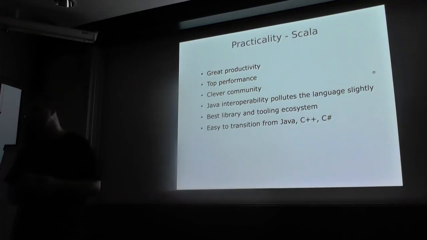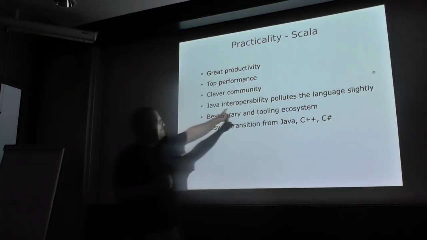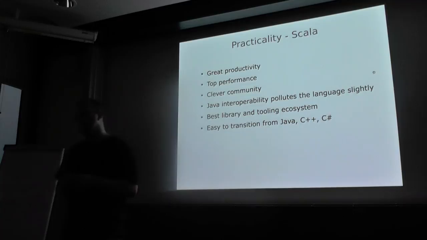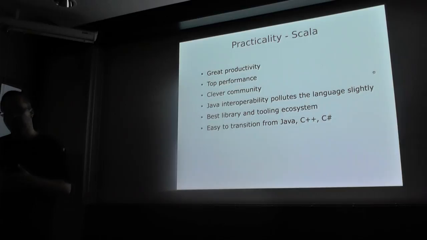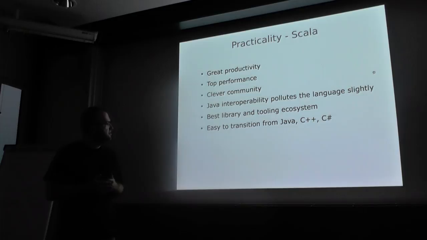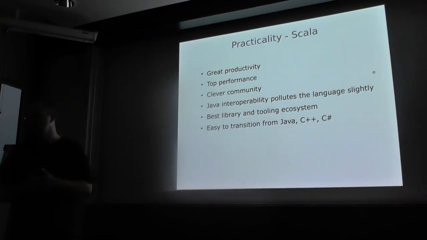We already have seen some consequences of the pollution that the Java interoperability causes in the language. This was probably one of the most controversial design decisions. On the other hand, what the decision did for them is that they're compatible with Java. You have so many Java shops and JVM companies and JVM platforms and JVM everything, so that's a big deal.